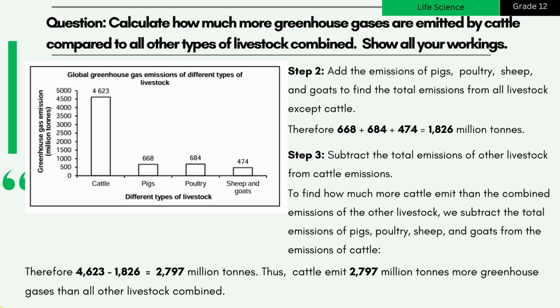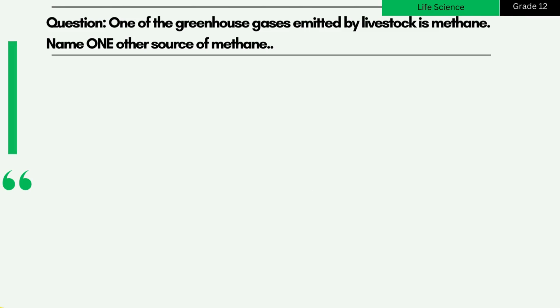Therefore 4,623 minus 1,826 is equal to 2,797 million tons. Thus, cattle emit 2,797 million tons more greenhouse gases than all other livestock combined. Question: name one other source of methane.